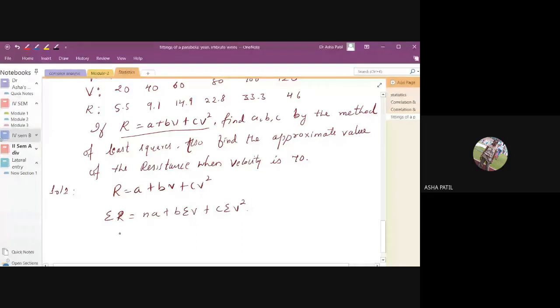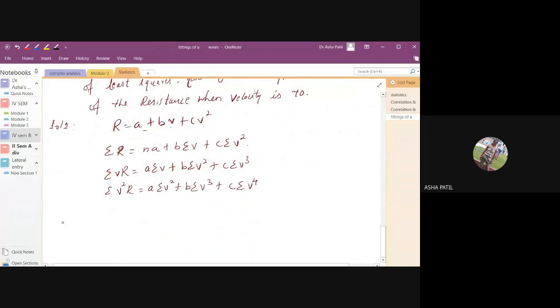Summation R is equal to N into A plus B into summation V plus C into summation V square. What about the second equation? What will you multiply by? V, ma'am. Instead of x we have V, that means you have to multiply by V. Summation of VR is equal to A into summation of V, B into summation of V square, C into summation of V cube. Next, we'll multiply by V square. Summation V square R is equal to A into summation of V square plus B into summation of V cube plus C into summation of V raised to 4.